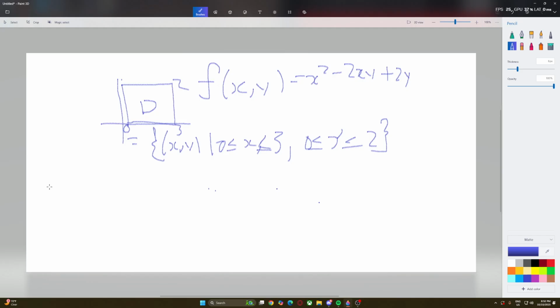So first, let's get the critical points of D. Let's get some values. So f of x and f of y equals 0. And these are equal to 2x minus 2y, and this is equal to negative 2x plus 2. And then this would just equal x equals 1, right?